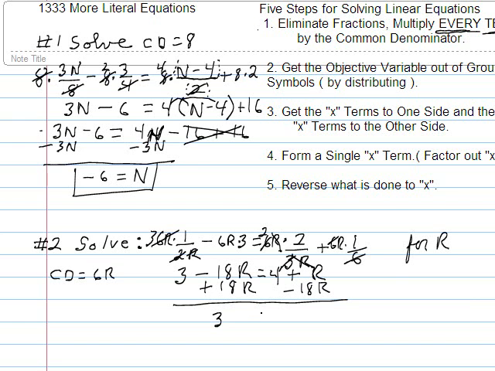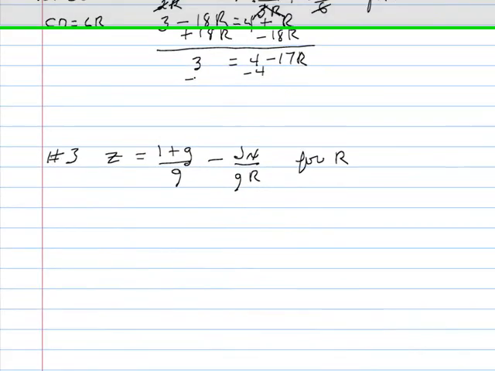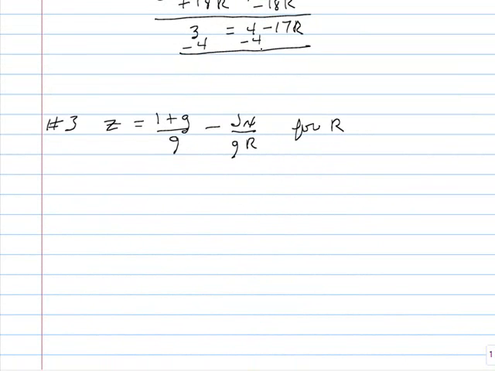So I get 3 plus 0, which is 3, is equal to 4 minus 17r. And that gets my r terms to one side. Now I need to get my non-r terms to the other side. So I'm going to subtract 4. And I get negative 1 is equal to negative 17r.